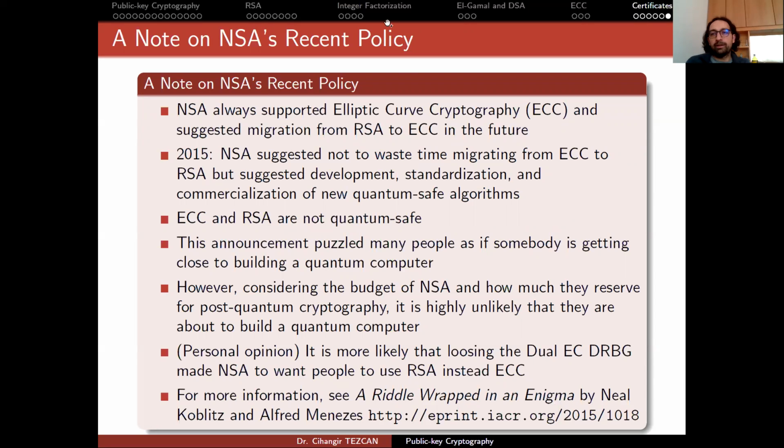So this concludes our discussion of public key cryptography, and this also concludes our course, CSEC 507, titled Applied Cryptology. So thank you for listening.